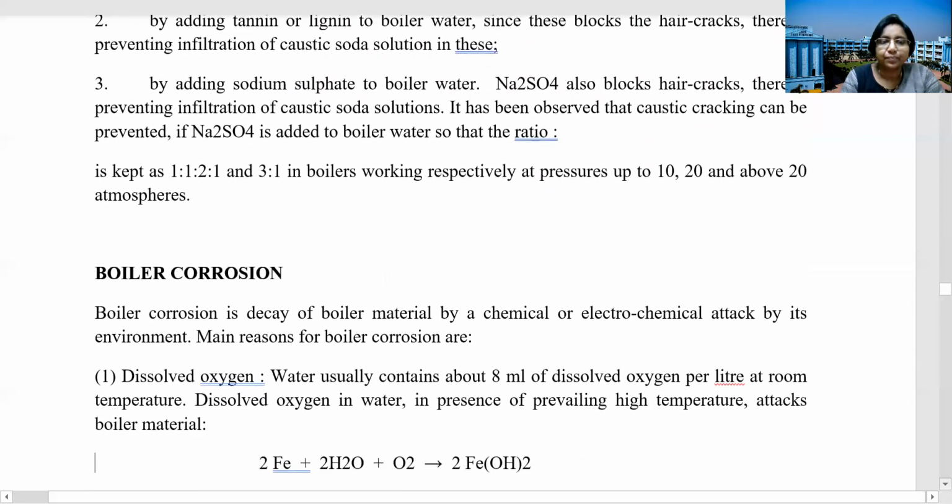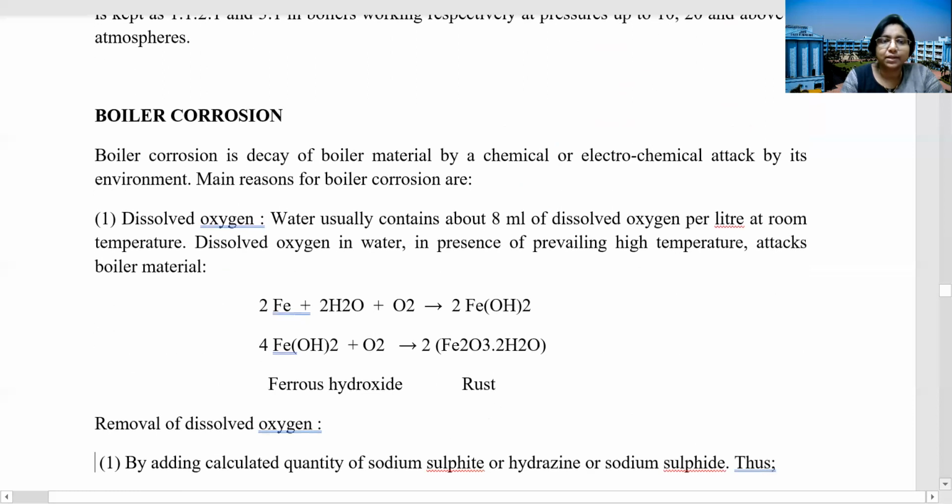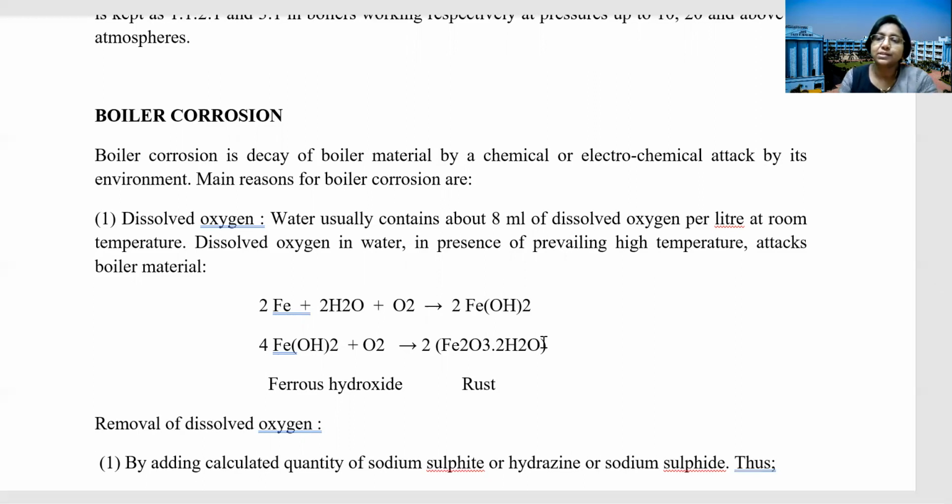Boiler corrosion. So what is boiler corrosion? If dissolved oxygen is present in the water, then corrosion will be higher. The reaction that takes place is iron plus water plus oxygen, giving ferric hydroxide. And you know very well that that is the rusting of iron.